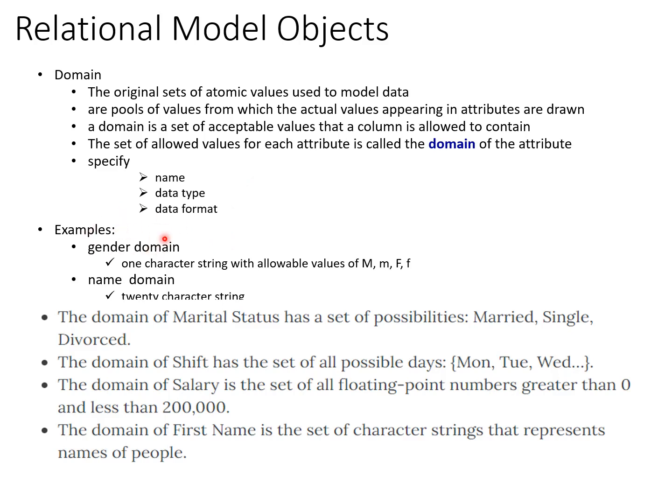Say you have one particular attribute called gender. It can have M, it can have small m, or capital M, it can have small f. These are the different domain values of this particular attribute gender.